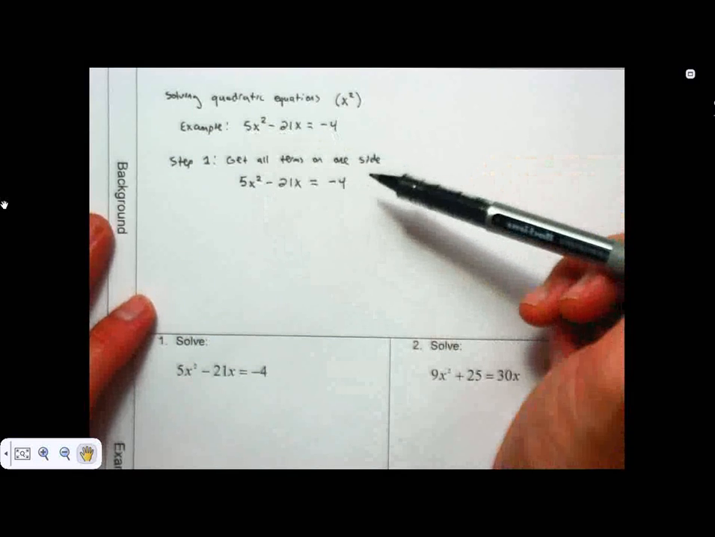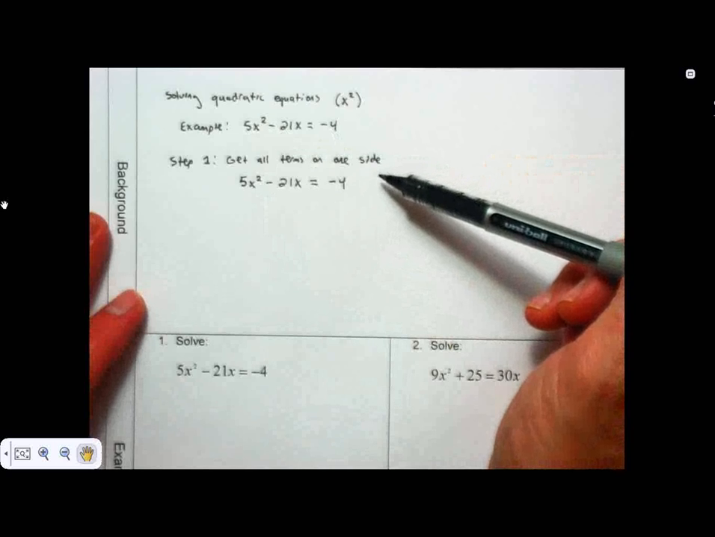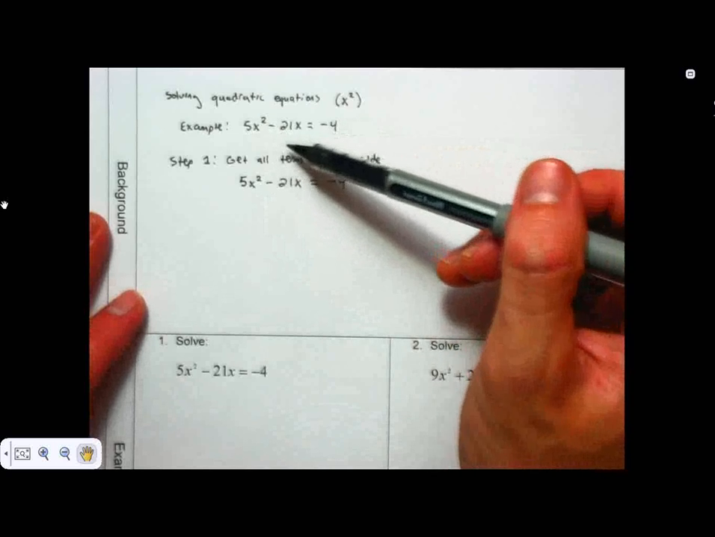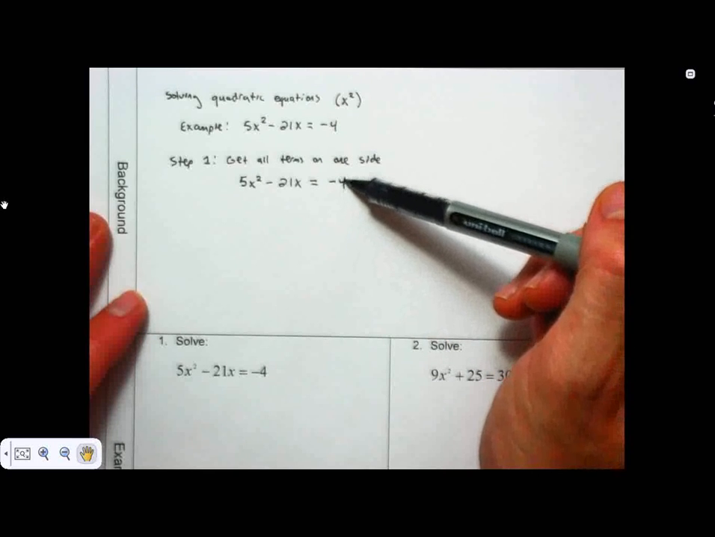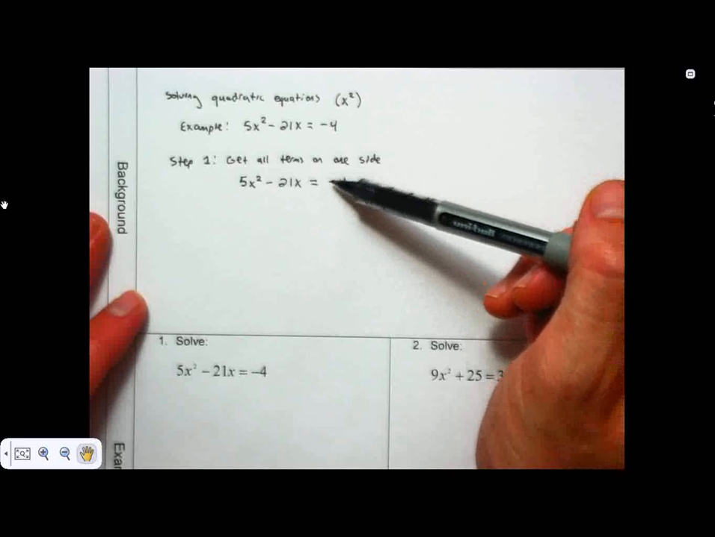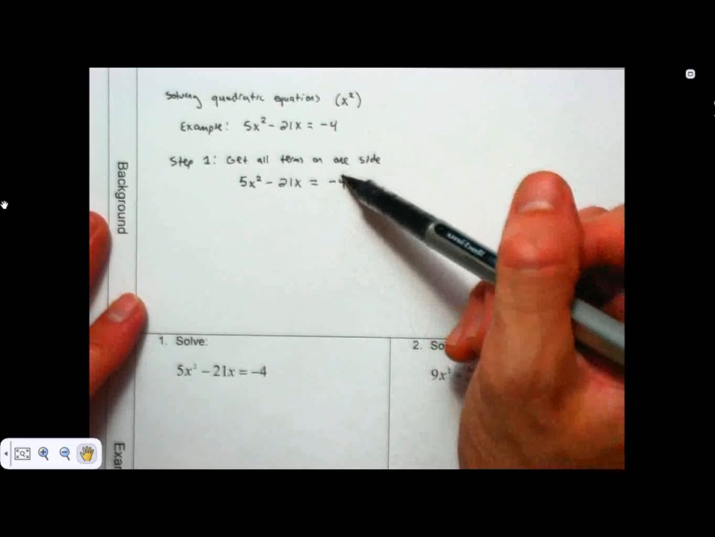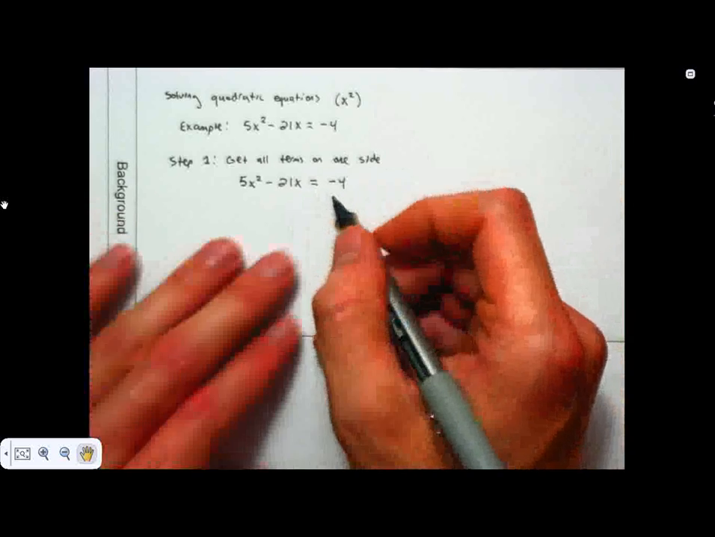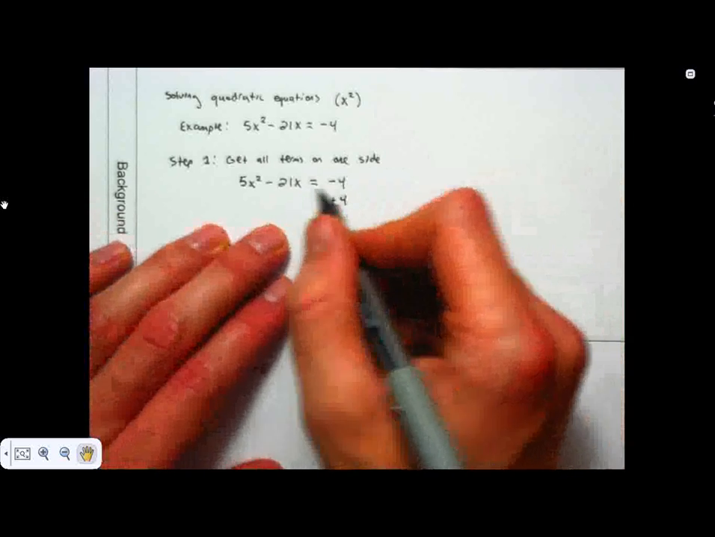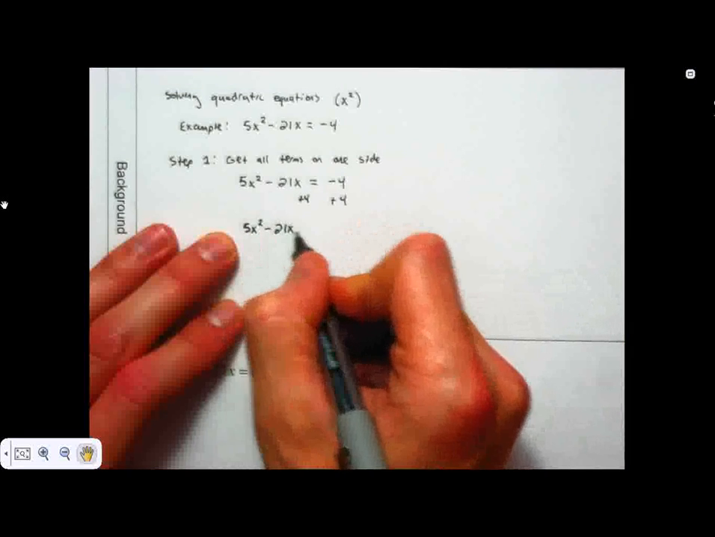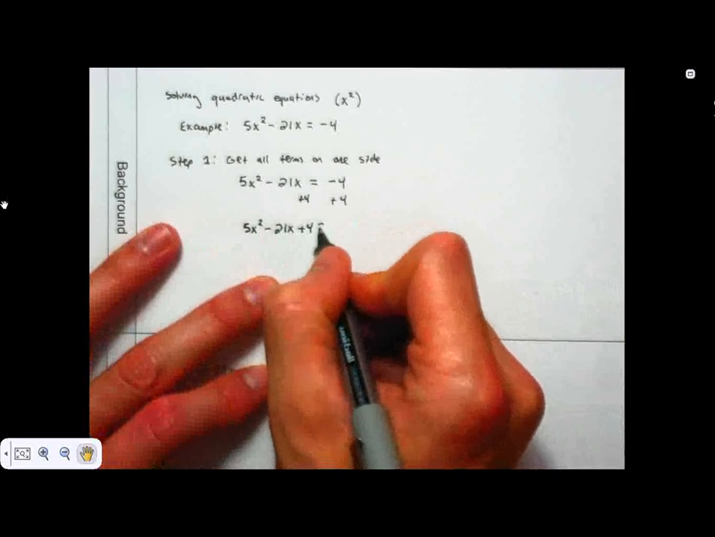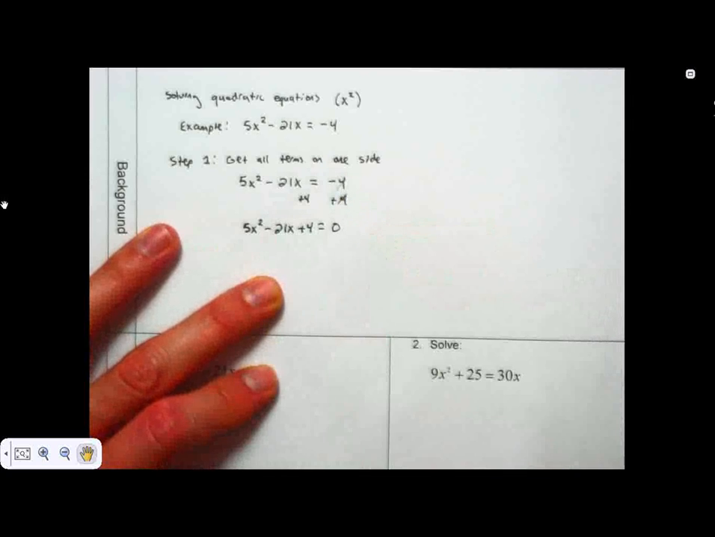And so the first step in the process is to get all of your terms on one side. So we're going to take a look at this one as an example. Our first step is to get all of our terms on one side. Since I have a -4, to get rid of that, I'm actually going to add 4 to both sides. And so what we're left with is 5x squared minus 21x plus 4, and on the other side, -4 and 4 make 0, so we're left with 0. So mission accomplished for step 1.